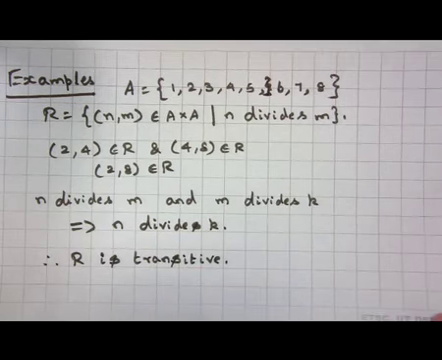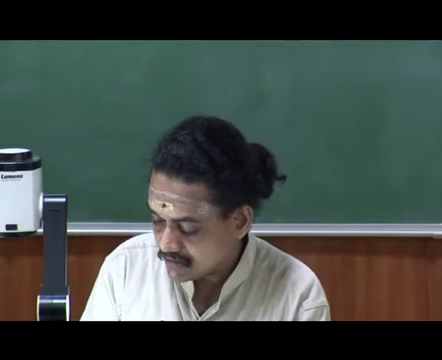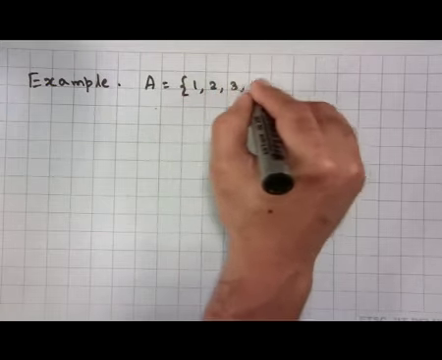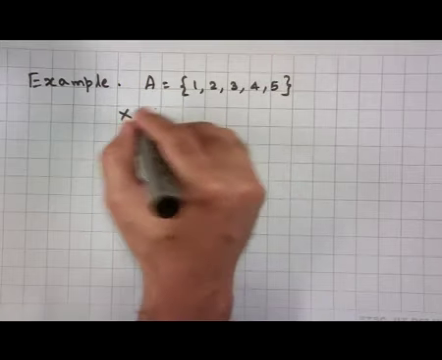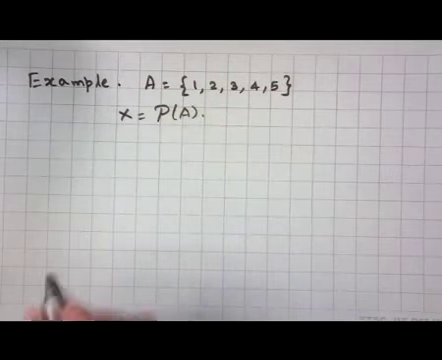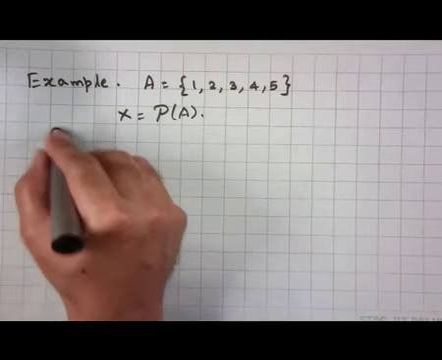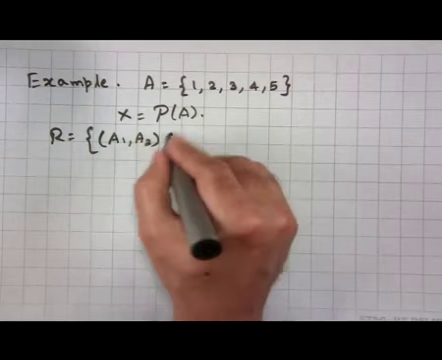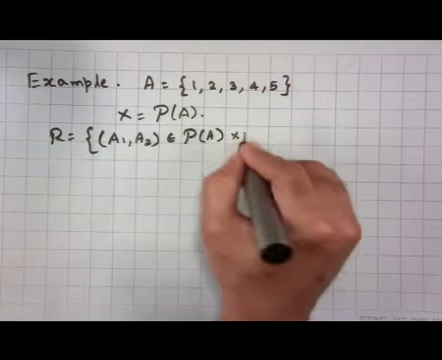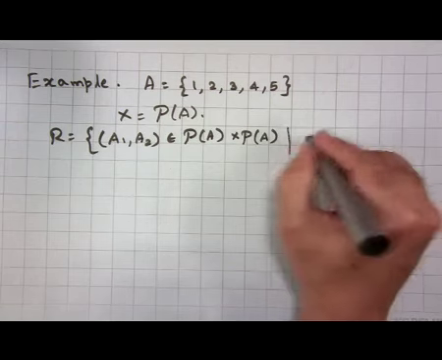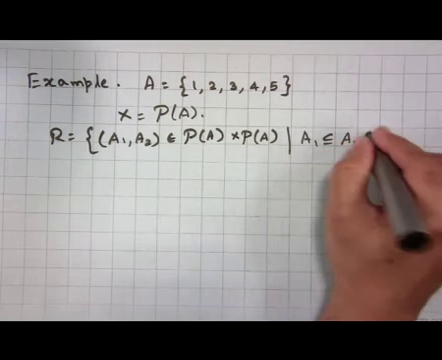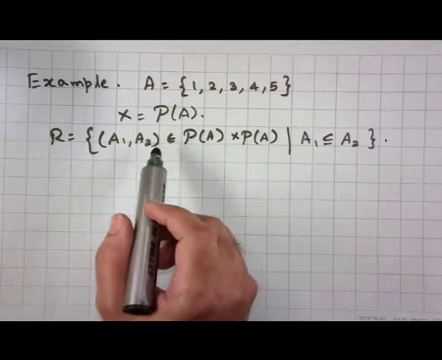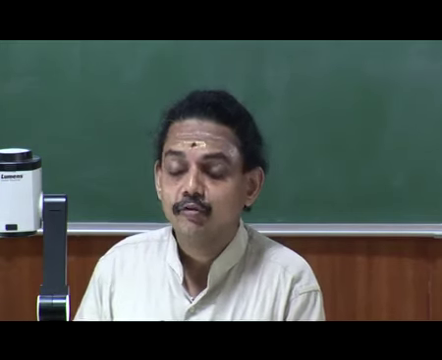Now, let us look at the other example that we had just a few minutes back. A equal to {1, 2, 3, 4, 5}, and X is the power set of A, and R is all those pairs (A1, A2) in P(A) cross P(A) with the condition that A1 is contained in A2. We saw that this is reflexive, but not symmetric. Let us verify whether this is transitive or not.